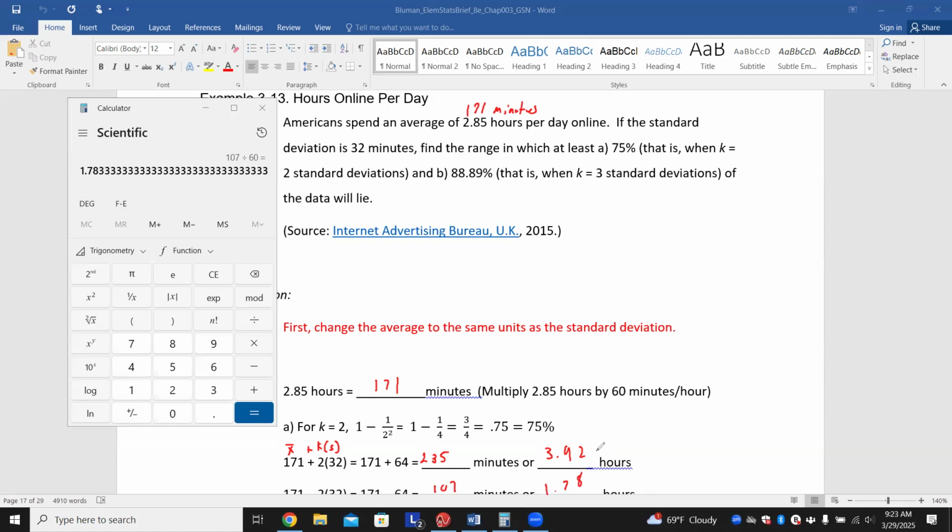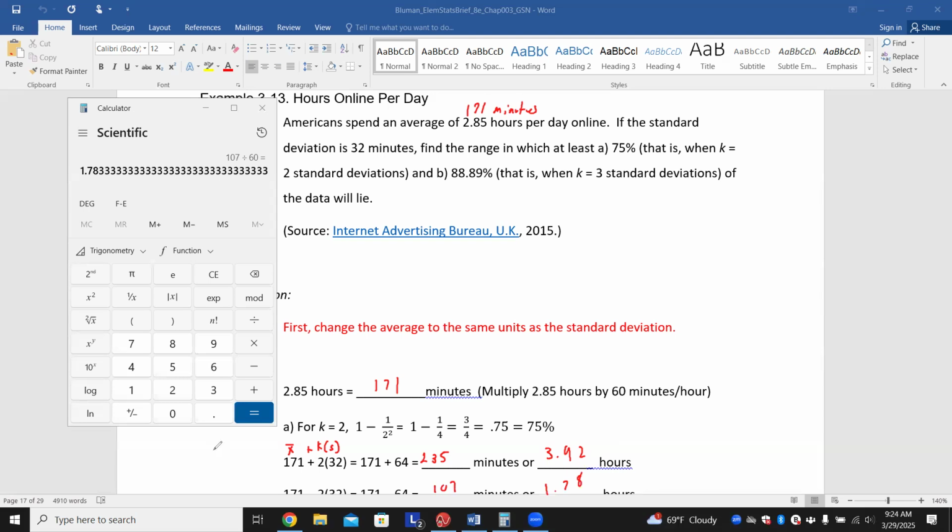So what this is basically stating is that 75% of the Americans, the population or the sample, however this is looking at it, fall between 107 to 235 minutes a day online, sorry, not watching TV, online. So 75% of Americans will be watching online stuff from 107 to 235 minutes a day. That is what that is stating.